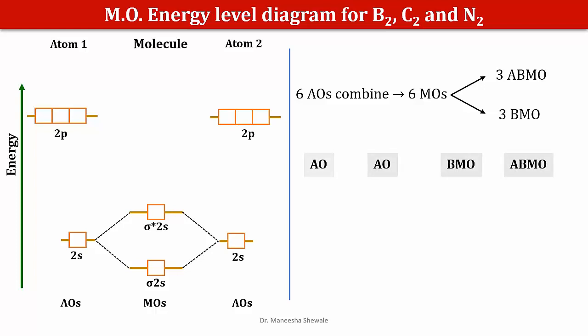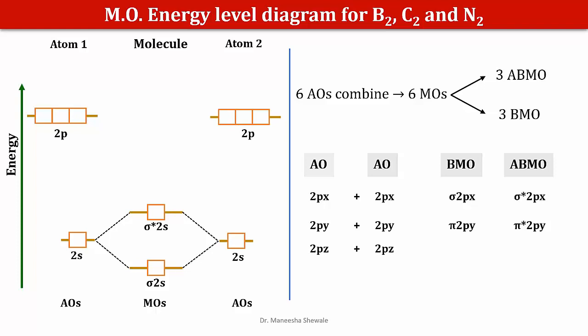Regarding the combination of the atomic orbitals, in the earlier video we have seen the formation of the different molecular orbitals. 2 px atomic orbitals combine to form sigma 2px and sigma star 2px. The 2p atomic orbitals, they overlap laterally. So this leads to the formation of pi molecular orbitals.